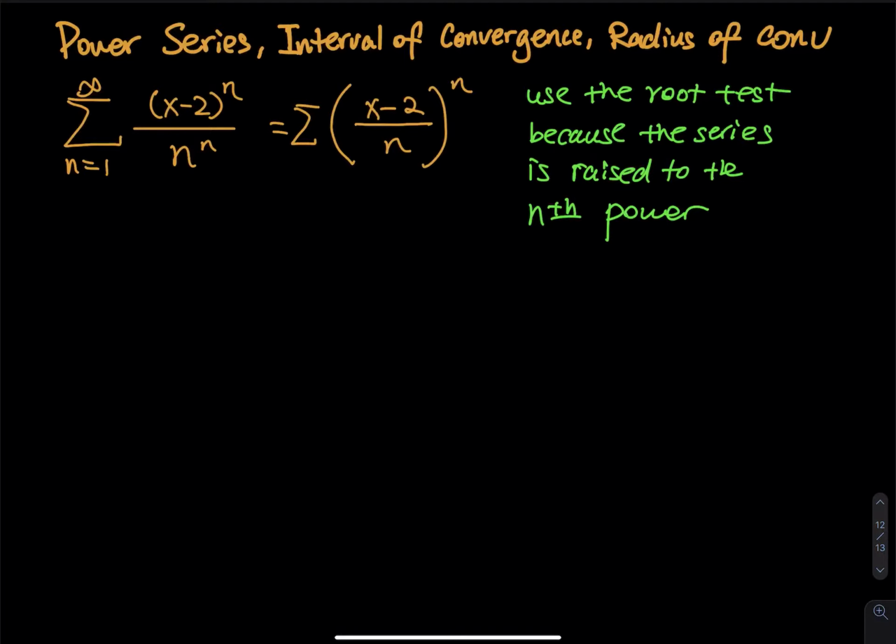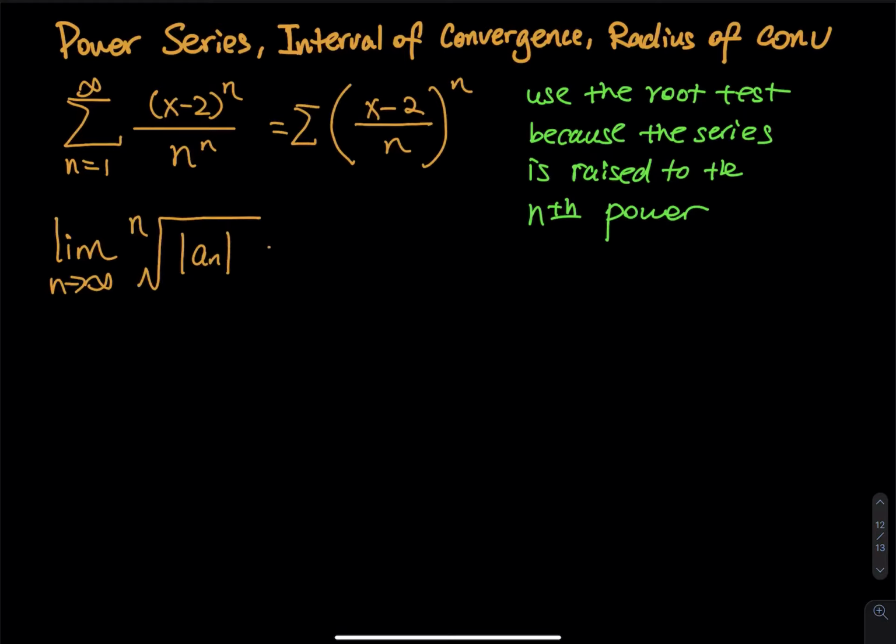So under what circumstances do you use the root test? You use the nth root test when the entire series is raised to the nth power. So here is how we do the root test. We have the limit as n approaches infinity of the nth root of the absolute value of a_n.